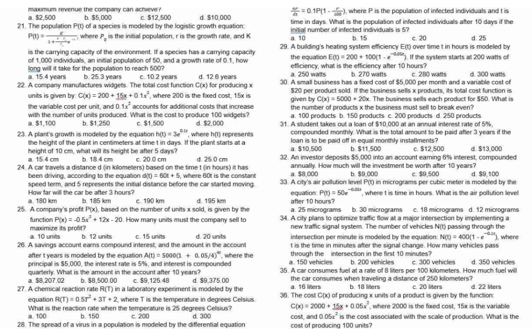A small business has a fixed cost of $5,000 per month and a variable cost of $20 per product sold. If the business sells X products, its total cost is given by C of X equals 5,000 plus 20X. The business sells each product for $50. What is the number of products X the business must sell to break even? So the answer for this is letter C, 200 products.